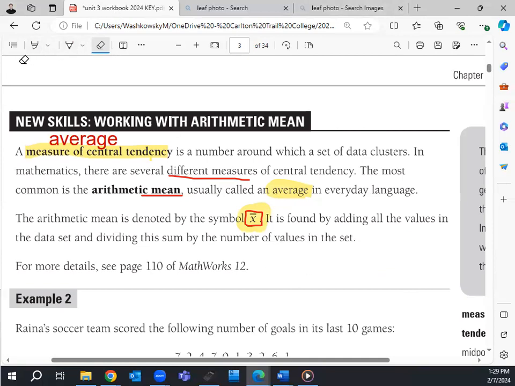So mean is literally: we add all the values up, and we divide that number by the number of values in the set. Add all the numbers up, divide by how many data points there are. How many numbers were there? If 5 people took a test, that's 5 data points, 5 values.